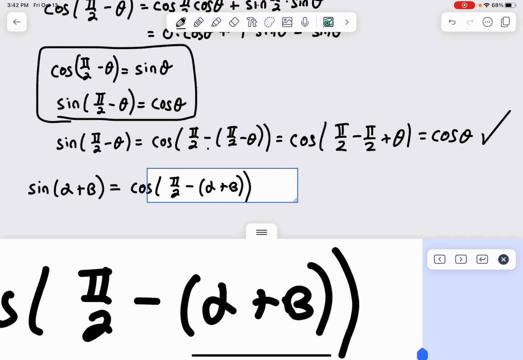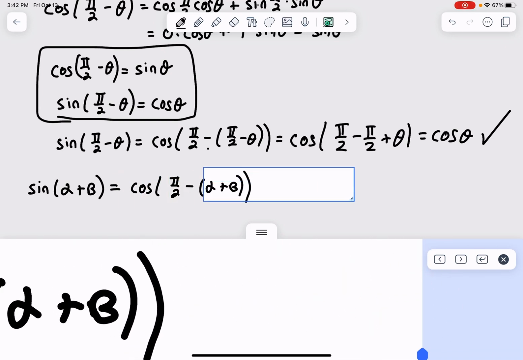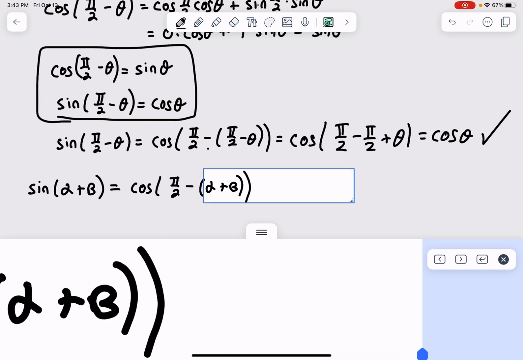Now, what I'm going to do here is I could go to my cosine angle difference identity and start putting that stuff in. Unfortunately, putting that stuff in will actually lead me with a sine of alpha plus beta, which is the thing I'm trying to compute, and it's not going to help me.